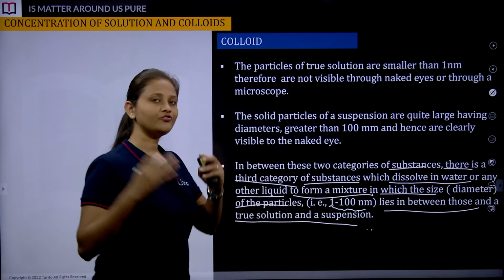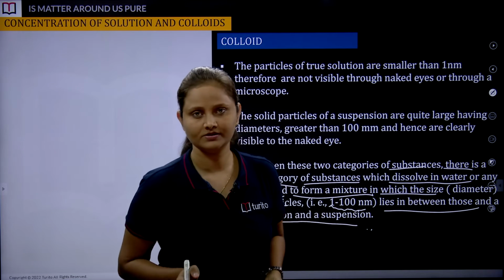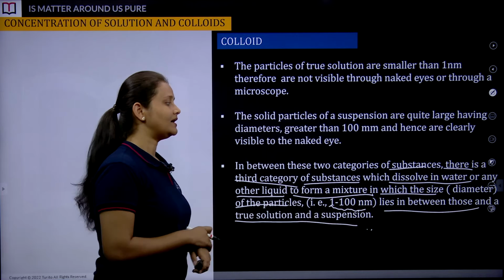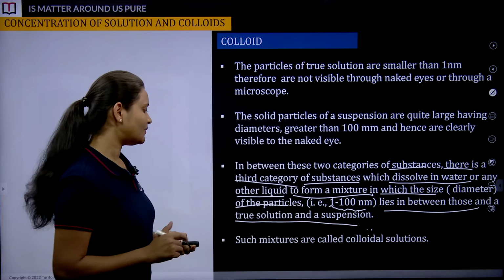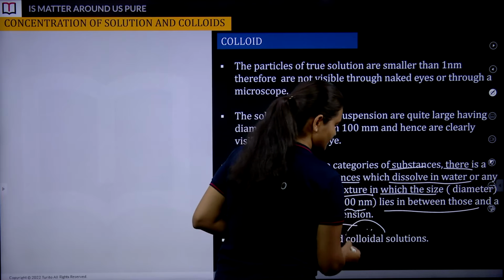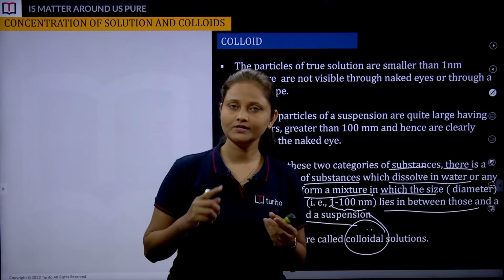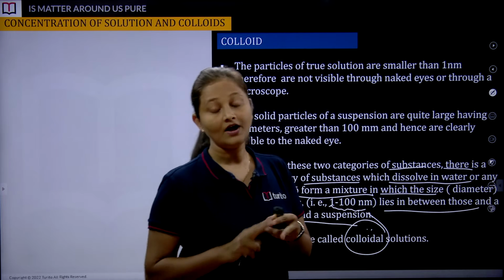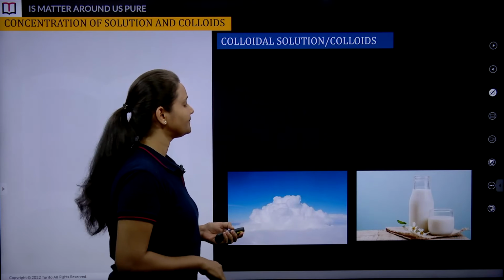Exactly. So, between true solution and suspension, what do we have? We have colloidal solutions. The size of the particle lies in between 1 to 100 nanometer, correct? Such mixtures are called colloidal solutions. So that's how we have three types of solutions, students: true solution, colloidal solution, and suspensions.